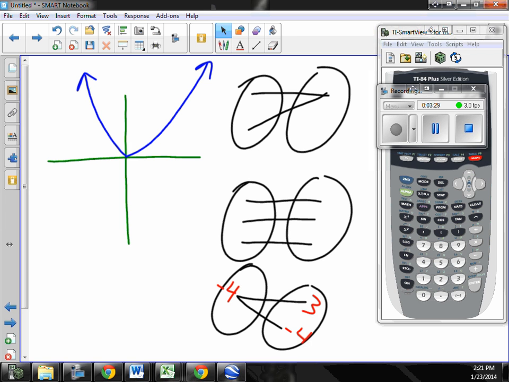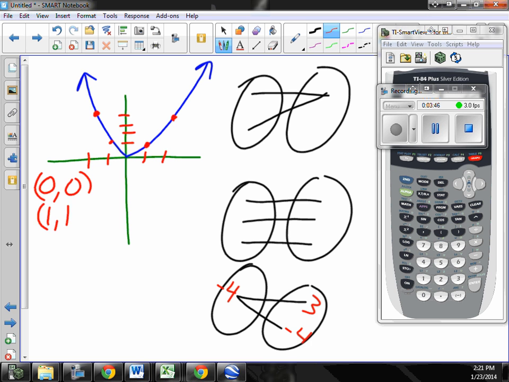So on this graph we have 1, 1, 2, 4, and -1, 1, and -2, 4. So here are some points. 0, 0, 1, 1, 2, 4, -1, 1, and -2, 4.